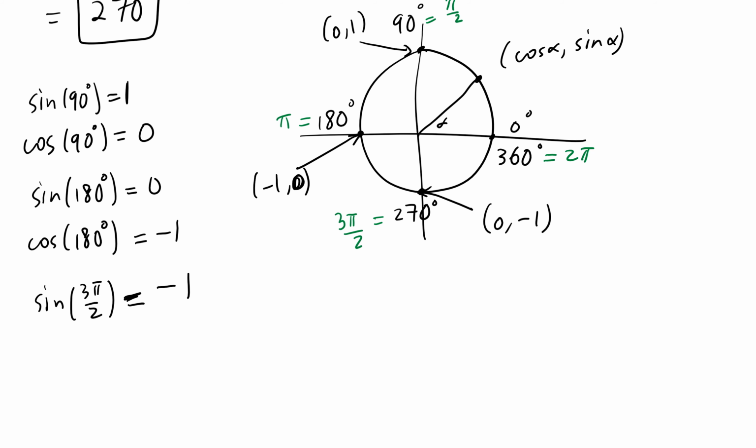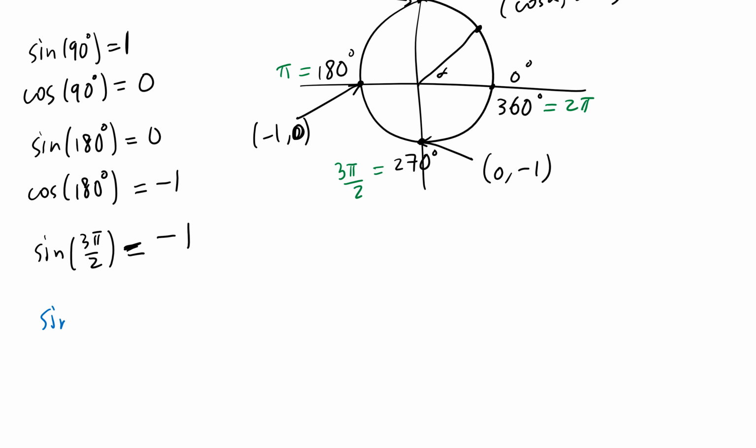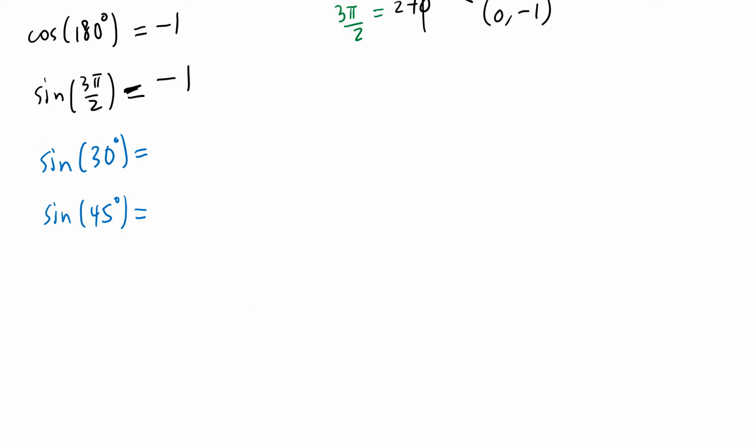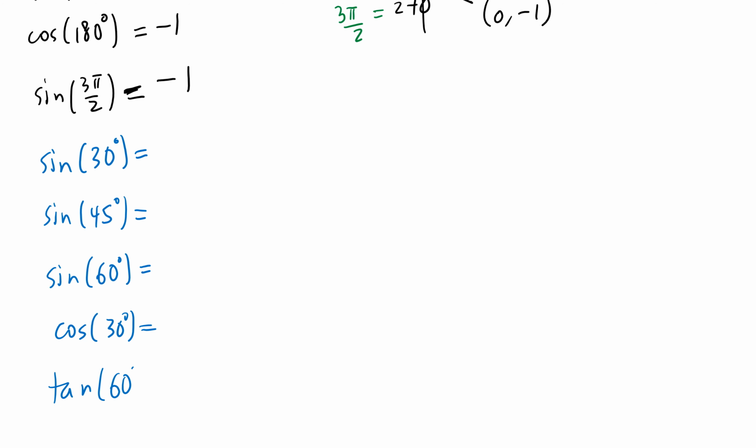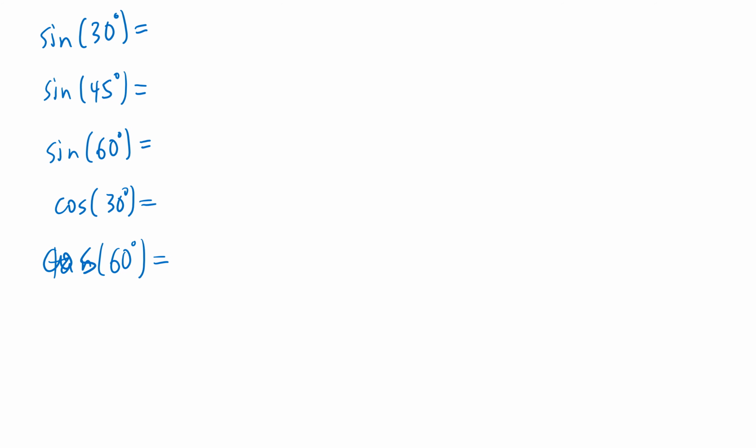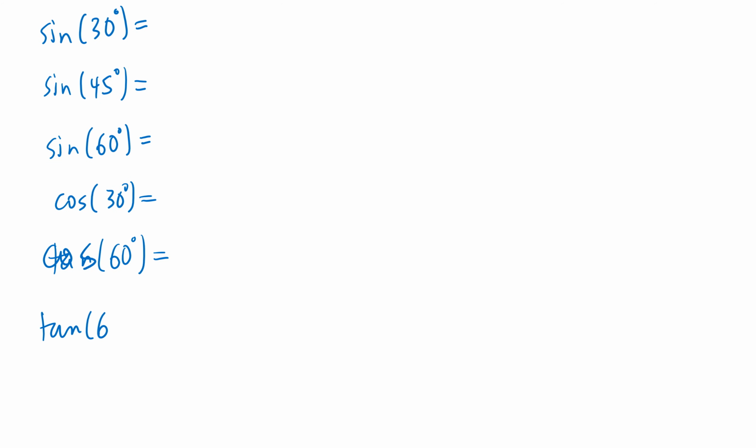How about other ones? Let's say sine 30 degrees, or sine 45, sine 60, cosine 30, tangent 60, or cosine 60. How are we going to find these? You need to know how to do all this by hand.